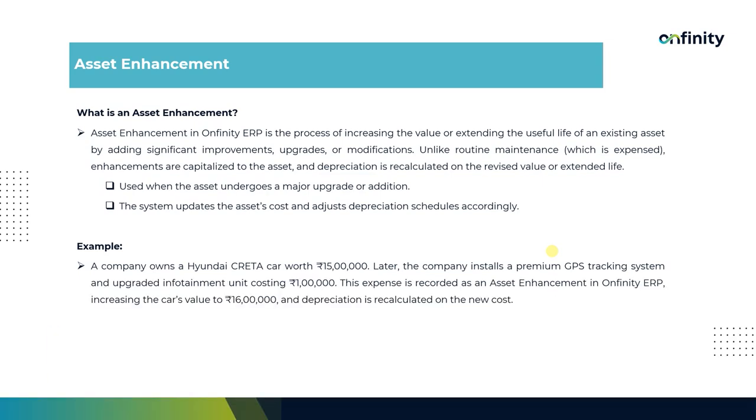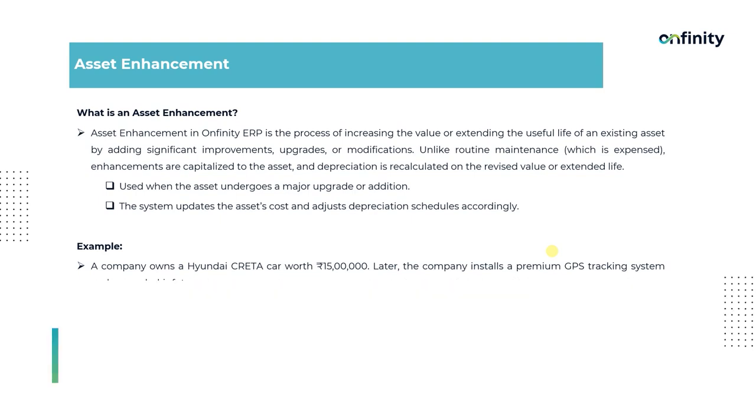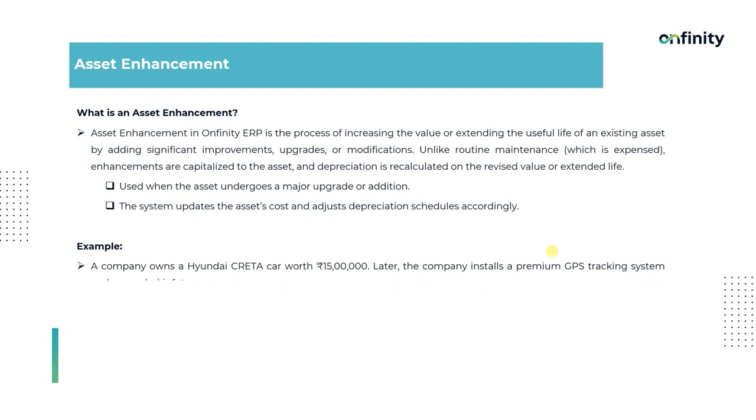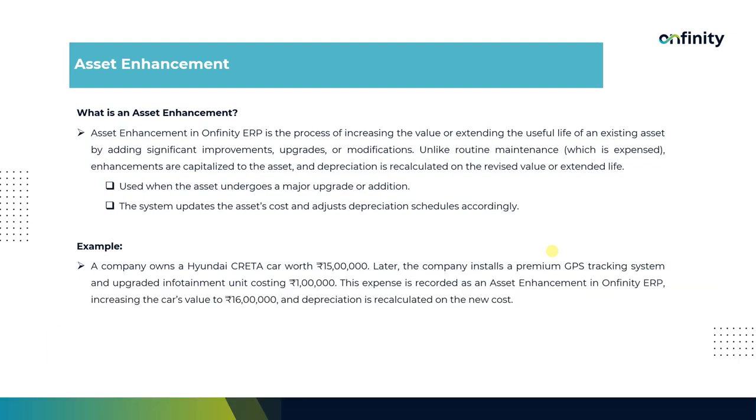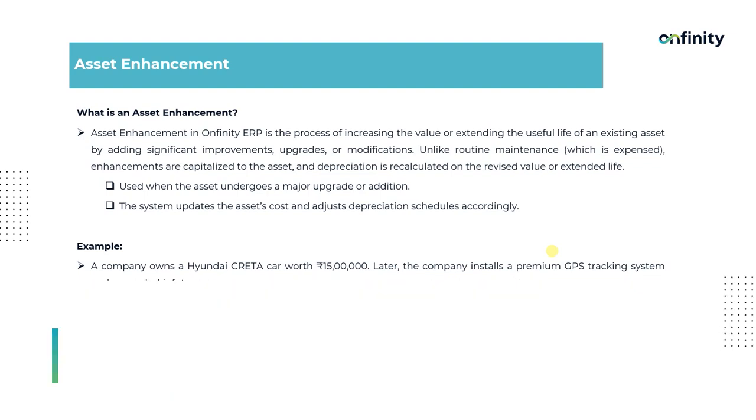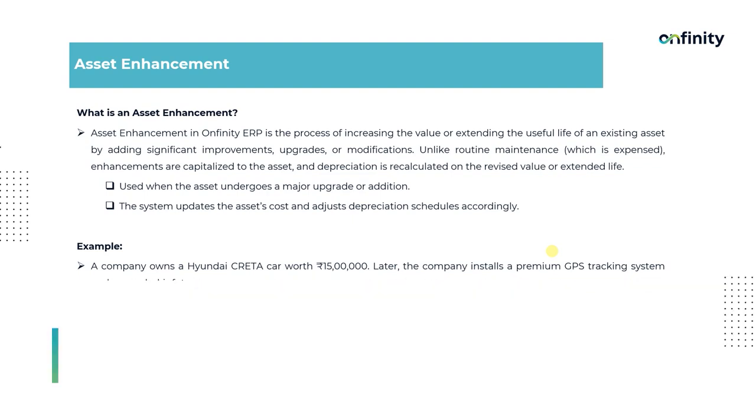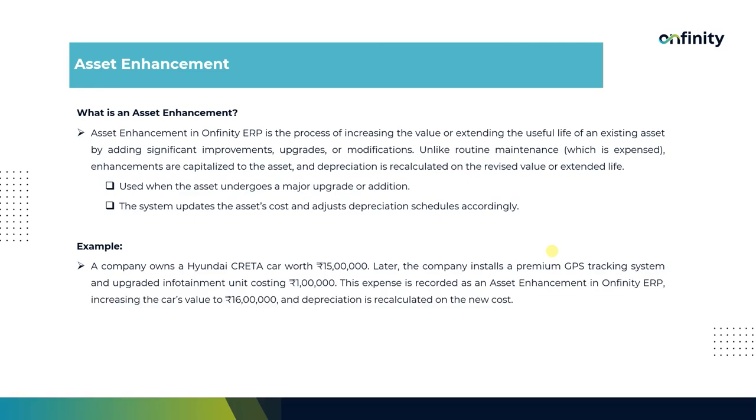For example, a company owns a Hyundai Creta car worth 15 lakh. Later, the company installs a premium GPS tracking system and an upgraded infotainment unit costing 1 lakh. This expense is recorded as an asset enhancement in Onfinity ERP, increasing the car's value to 16 lakh. And depreciation is recalculated on the new cost. Let's move on to the system.